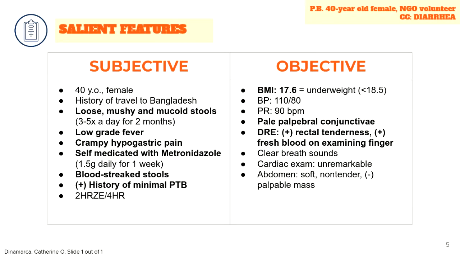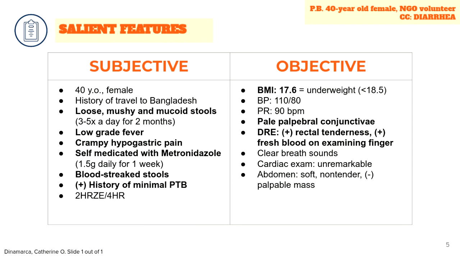So moving on to the objective findings, our patient is about 160 centimeters tall and 45 kilograms. After computing her BMI, we got 17.6. Using the Asia Pacific BMI classification, the patient falls in the underweight category, which is less than 18.5. Her BP and pulse rate are both normal. However, 90 beats per minute can be considered a bit high. The patient also had pale palpebral conjunctivae, which indicates possible anemia.